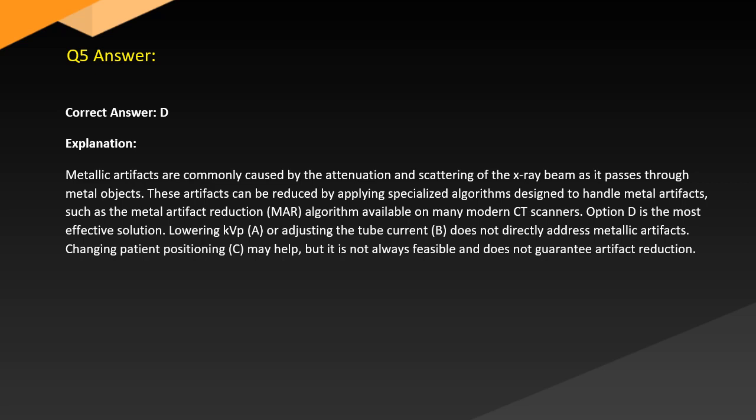Lowering kVp, A, or adjusting the tube current, B, does not directly address metallic artifacts. Changing patient positioning, C, may help, but it is not always feasible and does not guarantee artifact reduction.